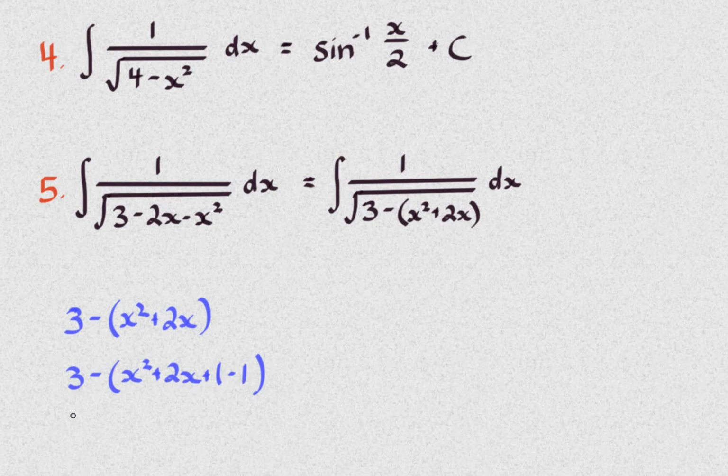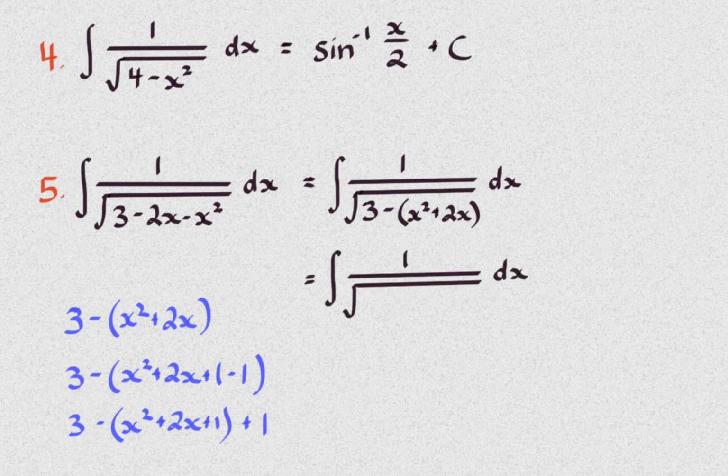This minus 1 is inside the brackets though, so let's bring that out. So we'll leave the x squared plus 2x plus 1 in the brackets. We can't just bring out a minus 1 though, can we? Because there's a minus out the front of these brackets. So this is minus 1, so plus 1. And once we do that, hopefully we can see that here's our perfect square, and we also have a 3 plus 1. And so we can now rewrite this as 4 minus x plus 1 all squared.